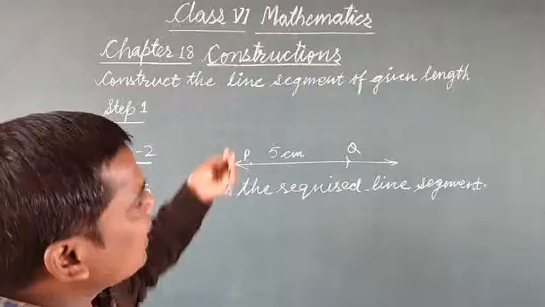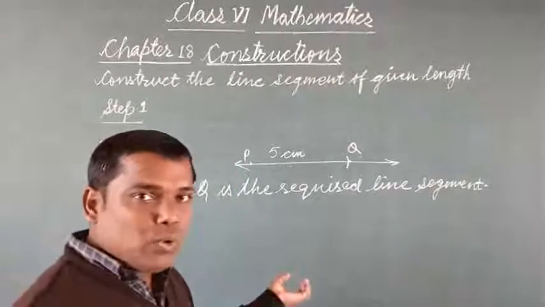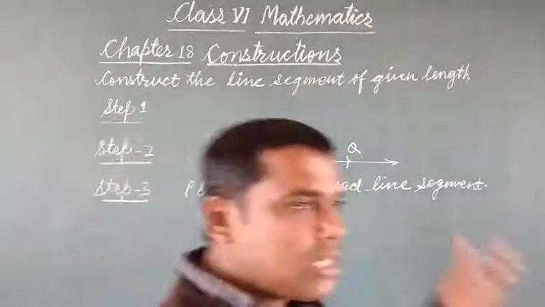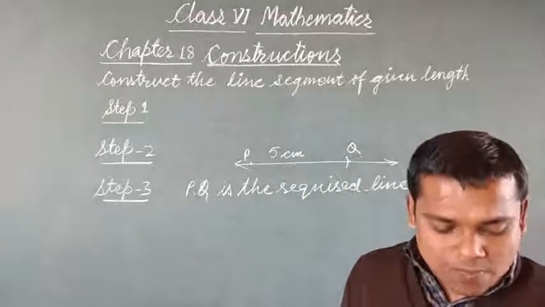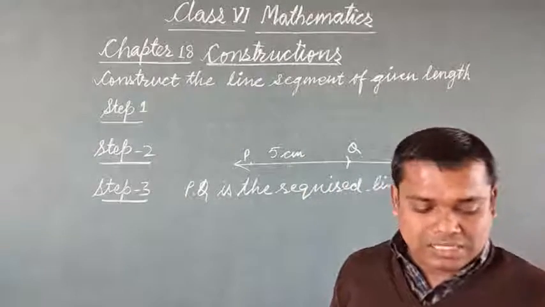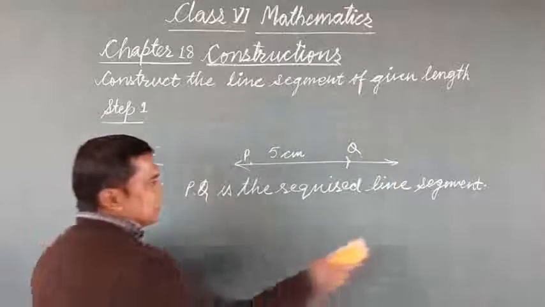Now suppose a line segment is given directly and you have to copy that one. Means construct a line segment of equal length to the given line segment. So how will we construct?